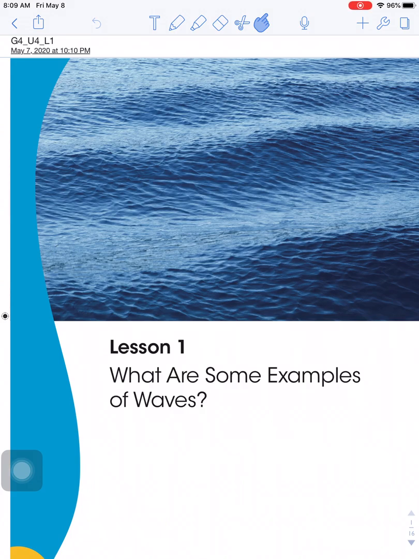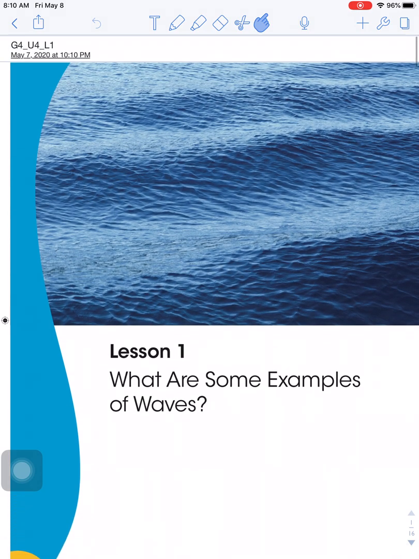Hello, fourth graders. This week we are going to be starting a science unit. Our science unit is going to be talking about waves. In the first few weeks of this unit, or the first few lessons, you're going to be learning properties of waves. And then in the end of the unit, you are going to be learning about how waves can be used to communicate.